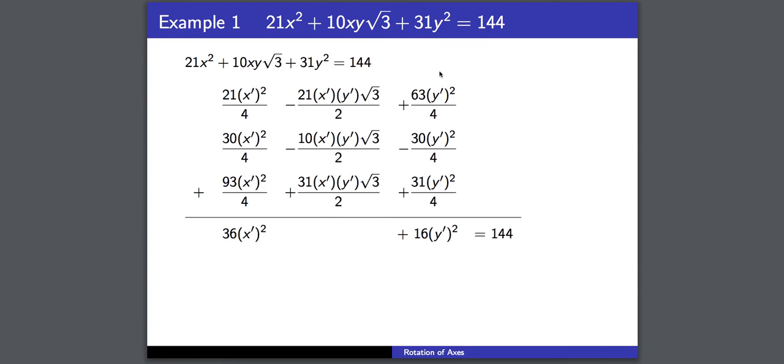For our y prime squared, we have 63 fourths, negative 30 fourths, and 31 fourths, which ends up with 64 fourths, which is 16 y prime squared. And bringing down the 144 that's on the right-hand side, we have 36 x prime squared plus 16 y prime squared equals 144. Now if we divide everything on both sides by 144, we get x prime squared over 4, since 36 over 144 is 1/4, plus y prime squared over 9, since 16 over 144 is 1 over 9, equals 1.